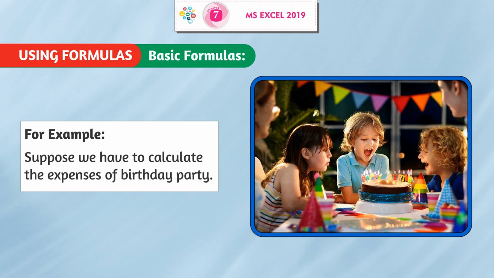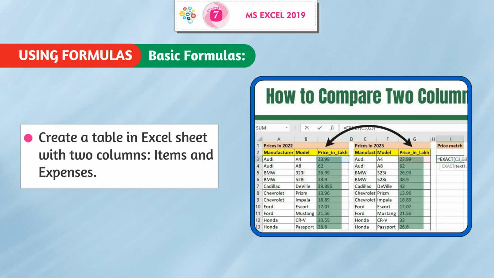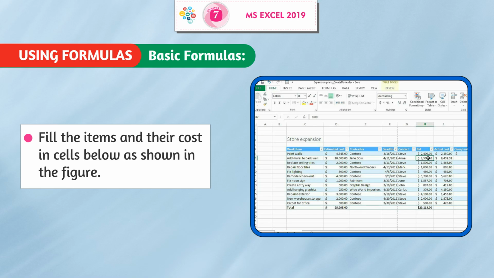For example, suppose we have to calculate the expenses of a birthday party. Create a table in an Excel sheet with 2 columns, items and expenses. Fill the items and their cost in the cells below as shown in the figure.